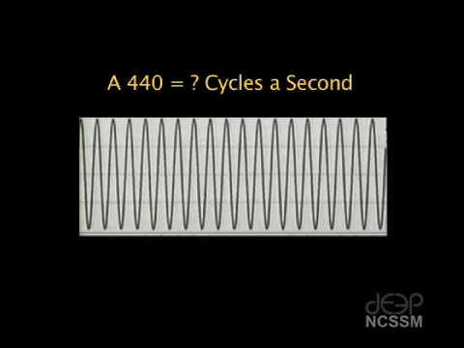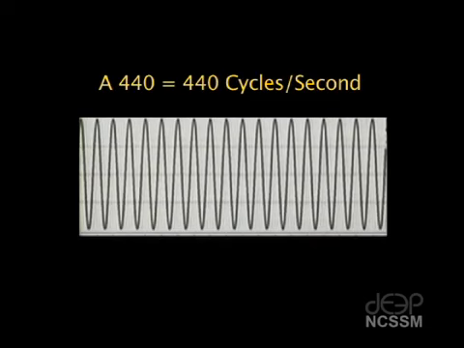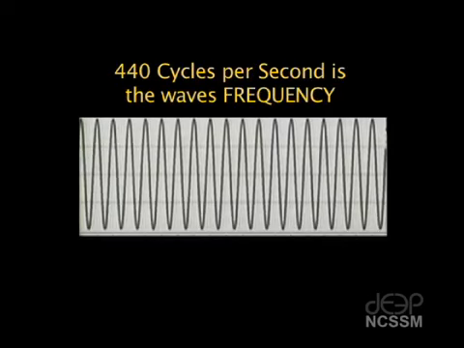The answer is in the name of the pitch. If you guessed 440 cycles per second, you were absolutely correct. This single vibration actually occurs 440 times in 1 second. This is the wave's frequency, the number of cycles or waves that occur in 1 second. Let's look at how fast that really is.